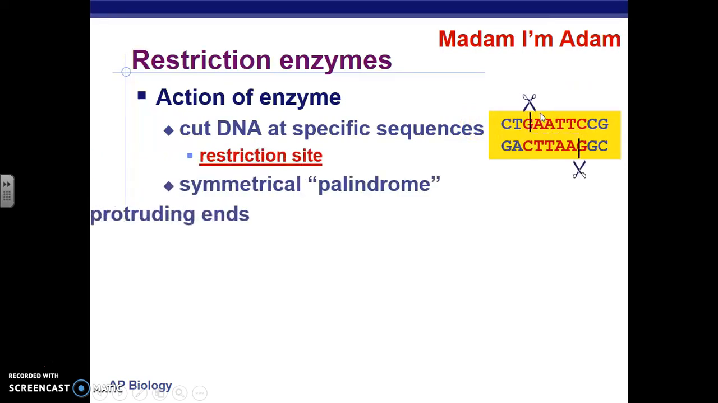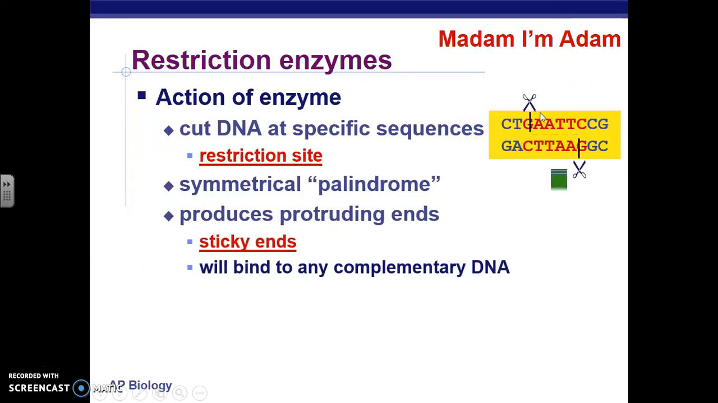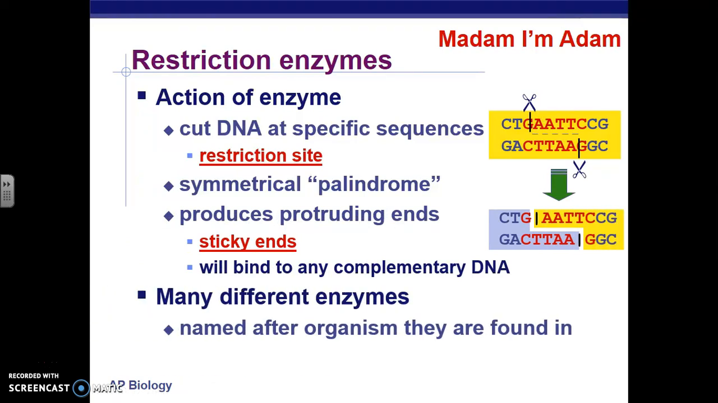That site is called a restriction site, and they cut whenever they see this sequence. They'll cut the DNA in this pattern. Okay? And you'll see that when they cut in this pattern, that leaves something called sticky ends.